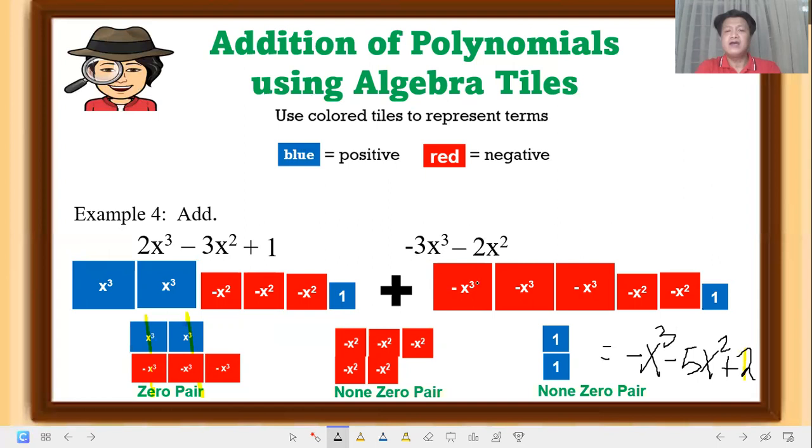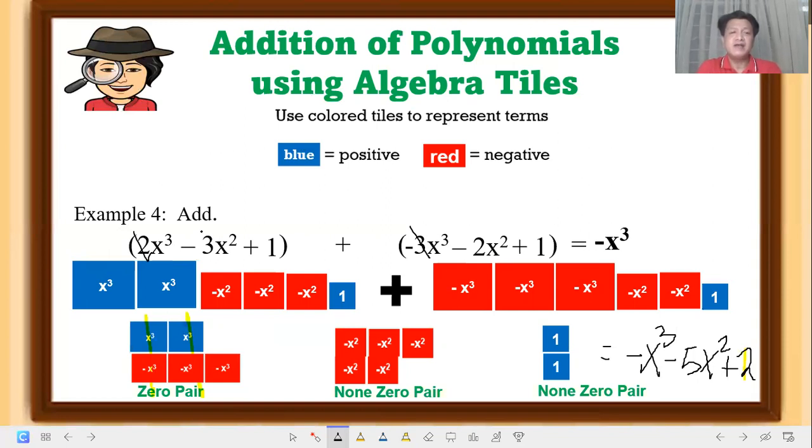And we have negative 2x squared, plus 1. When we add them using combining like terms, 2 plus negative 3 is simply negative 1. So no need to write 1, it is just negative x cubed. Don't forget the literal coefficient.